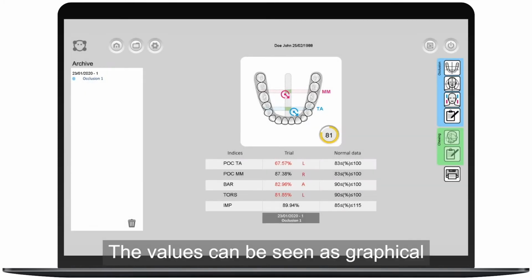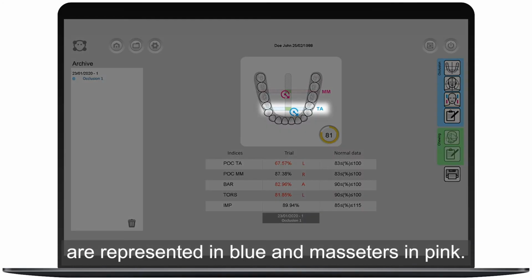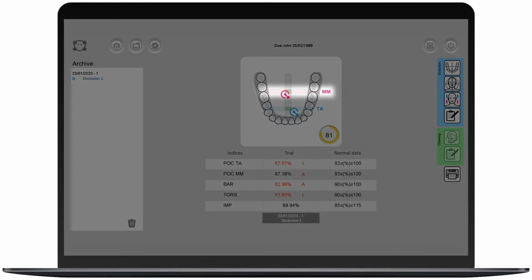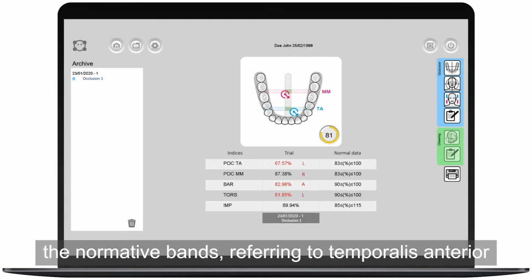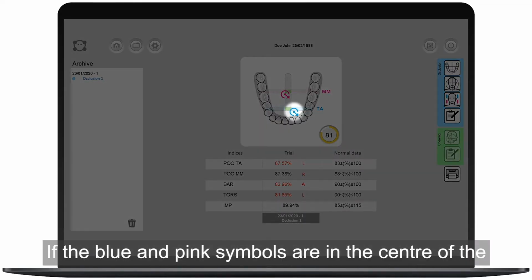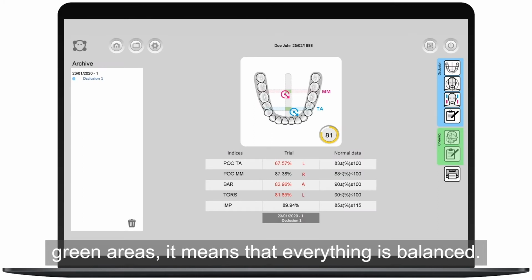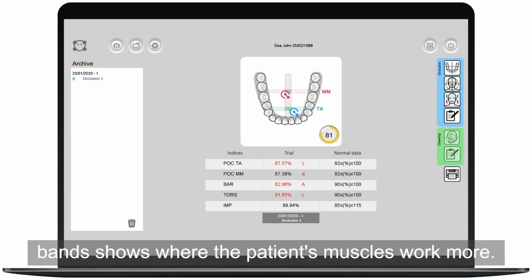The values can be seen as graphical representations or numerical values. In terms of representation, the temporalis anterior muscles are represented in blue and the masseters in pink. The horizontal rows in blue and pink represent the normative bands, referring to the temporalis anterior and masseters respectively. If the blue and pink symbols are in the centre of the green areas, it means that everything is well balanced. A displacement of the symbols outside of the normative bands shows where the patient's muscles work more.